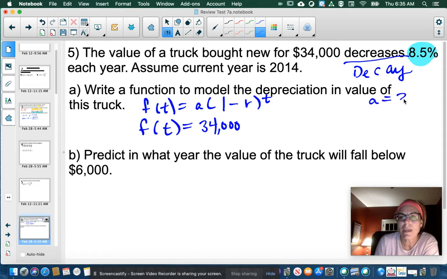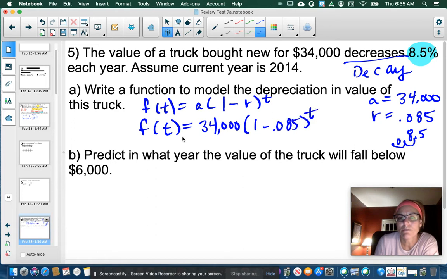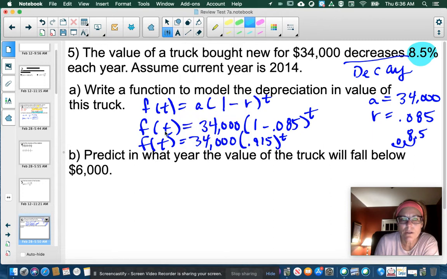So I know the value of the truck is $34,000. So that's my A. My R is 0.085. Remember, with a percent, you change it to a decimal. You have to move the decimal 2 places to the left, 0.085. So 1 minus 0.085. 1 minus 0.085 is 0.915. And there is our model. That represents the depreciation and value of the truck.